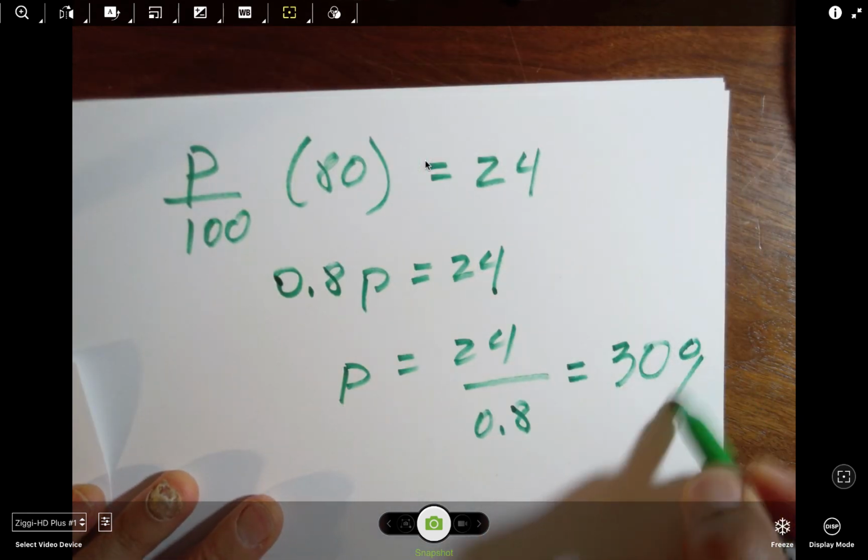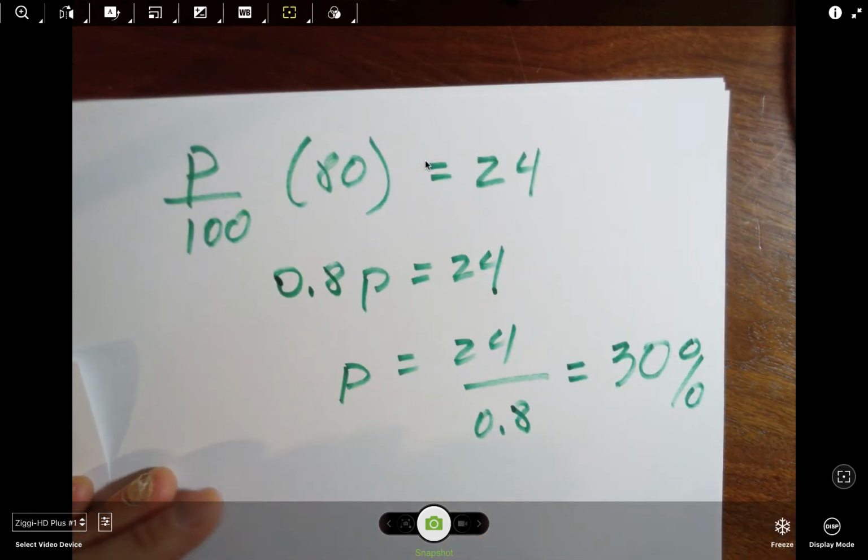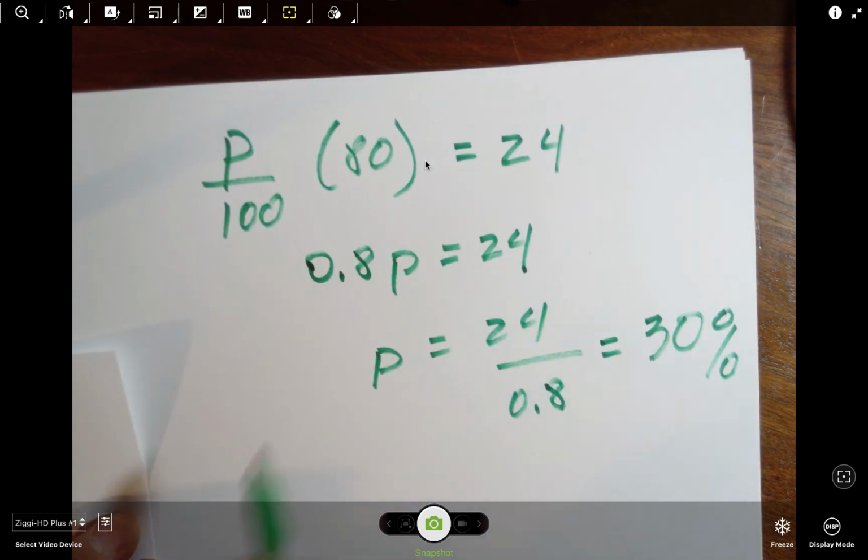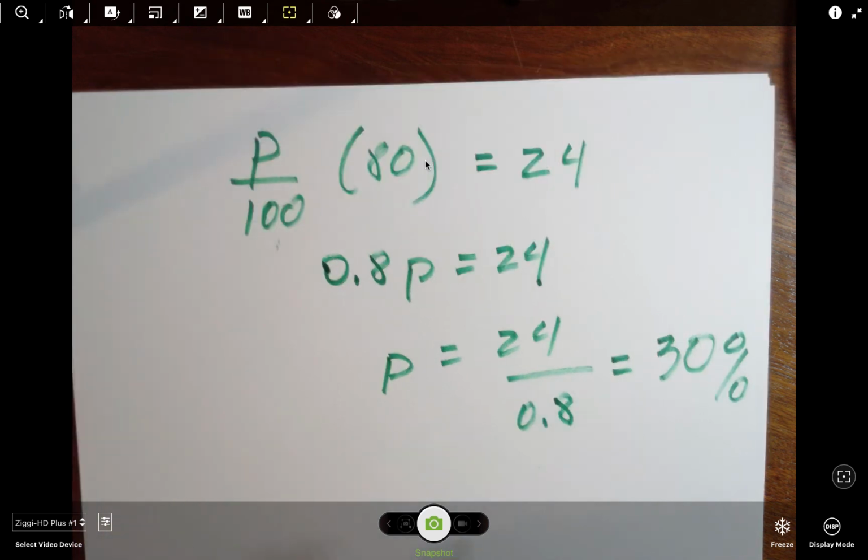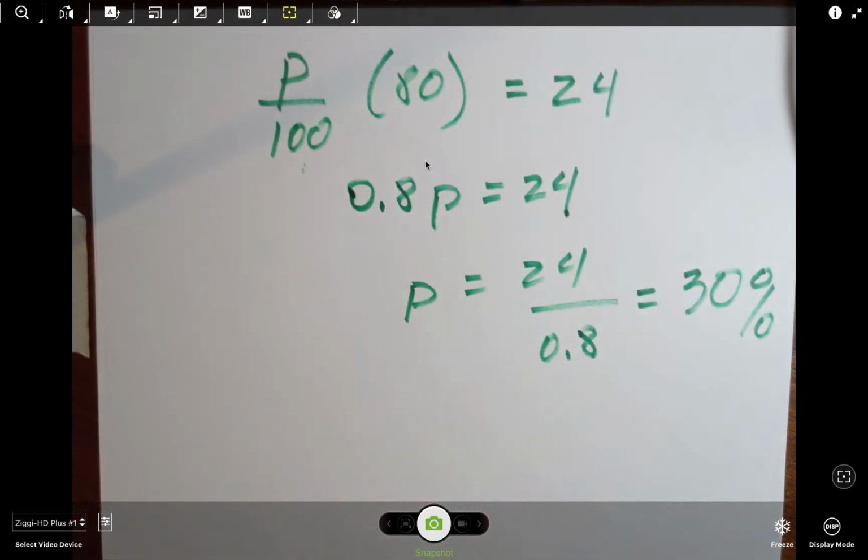And this is expressed as a percent because we've divided by 100. So percent means divide by 100 again. If you want to know your answer as a percent, that's how it works.